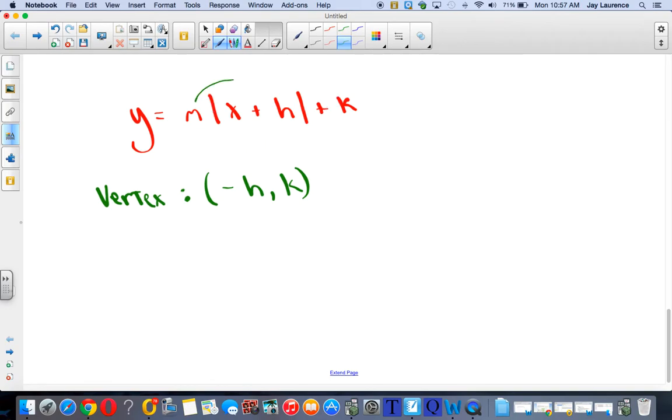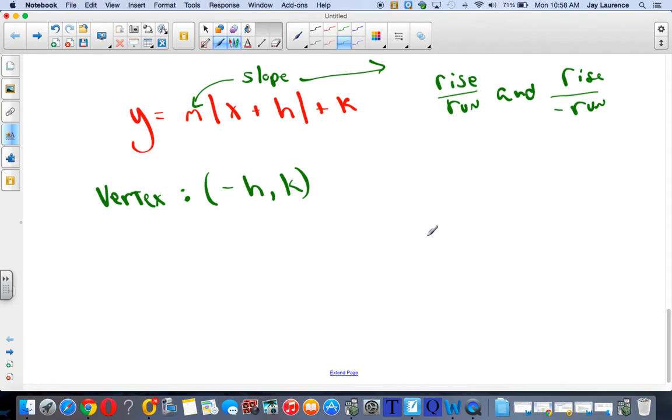The m is like the slope, but you have to do two slopes. You have to do the rise over the run, and then you also have to do the rise over the negative run. The negative of the run, you have to do both.